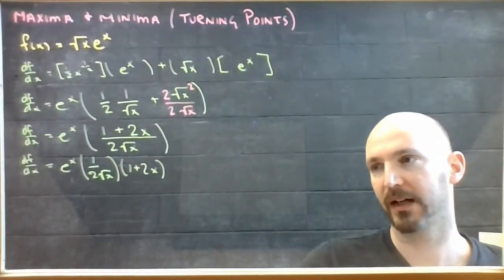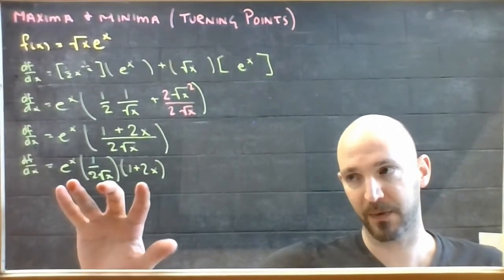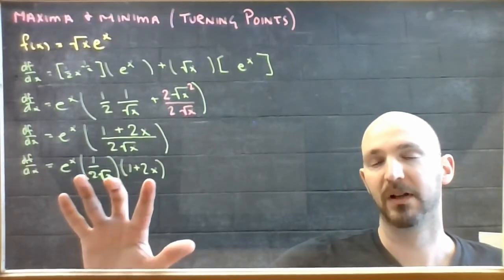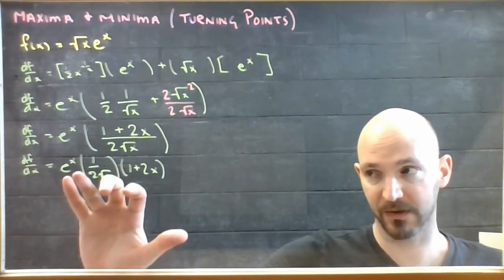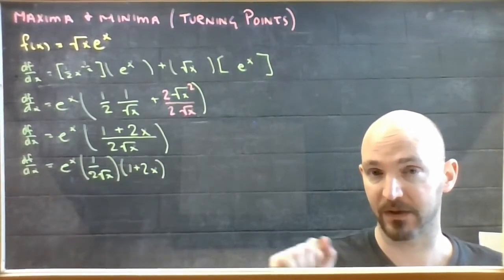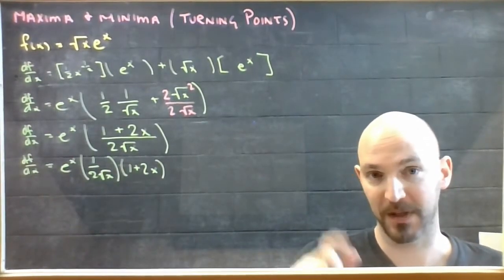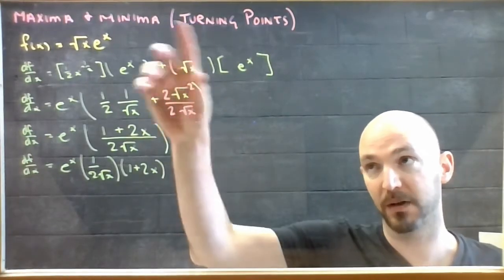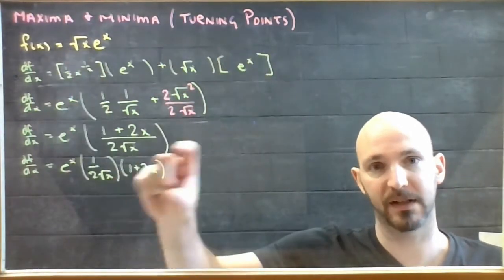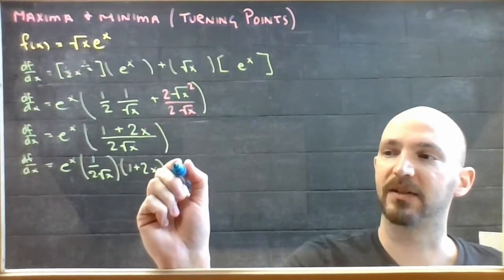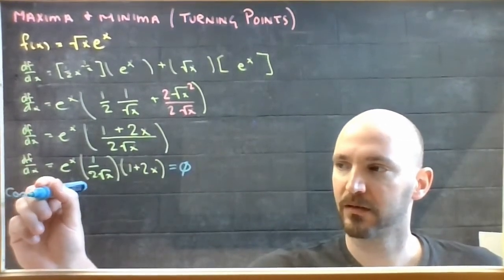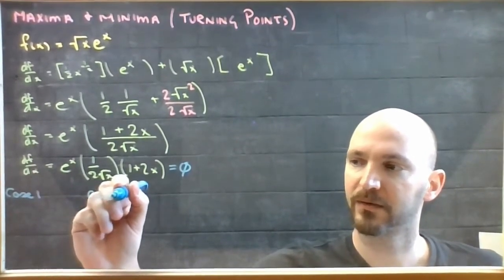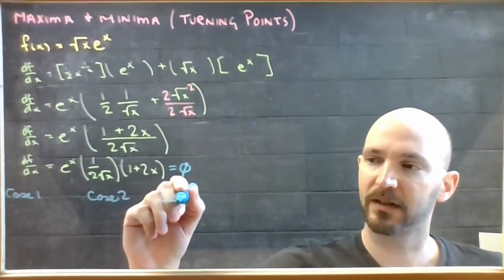Now, why would I do that? Well, here I can see that I have 3 things multiplying each other. So in order to check my cases when I set this to 0, there's going to be 3 cases I have to check. Speaking of which, to get my maxima and minima, once I do the derivative and tidy her up, I have to set it to 0 and solve. So case 1, case 2, case 3.